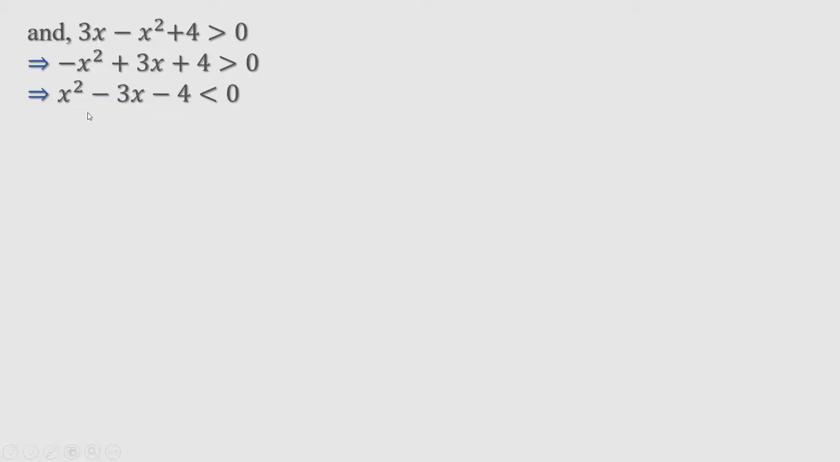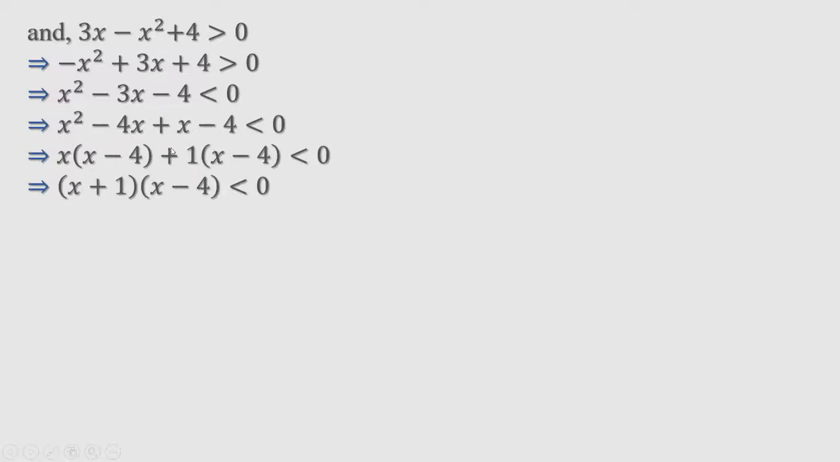Now factorizing this expression using middle term factor, we get x square minus 4x plus x minus 4 less than 0. Now taking x as a common and plus 1 as a common, we get x minus 4, here also x minus 4. Now taking x minus 4 as a common, we get x plus 1 into x minus 4 less than 0. Now similar to the previous one, here the smallest value of x is minus 1 and the greatest value of x is 4.